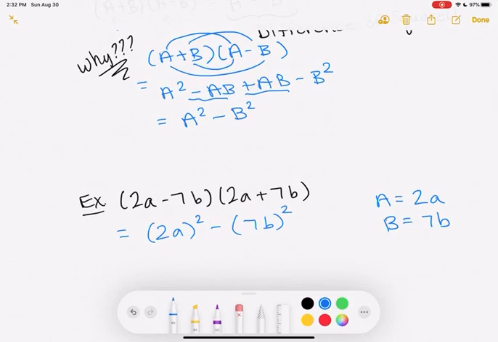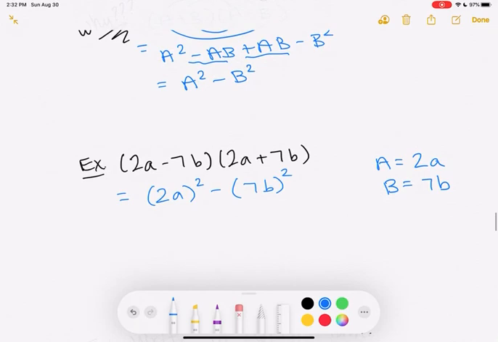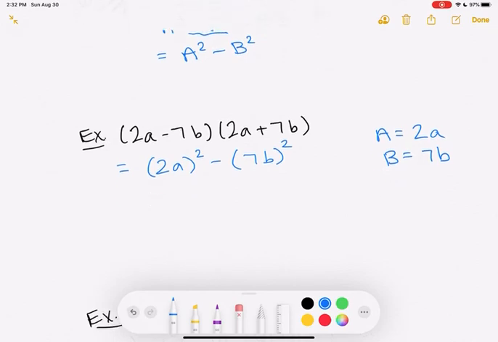I want you to hit pause. You go ahead and try it from here. See if you can finish it off real quick, and then hit play when you want to check your answer. So if we take this 2, we're going to have 2 squared a squared minus 7 squared b squared. Are we done? Nope, we can keep going. 2 squared is 4a squared minus 7 squared is 49b squared. Are we done? Yep, that looks good.